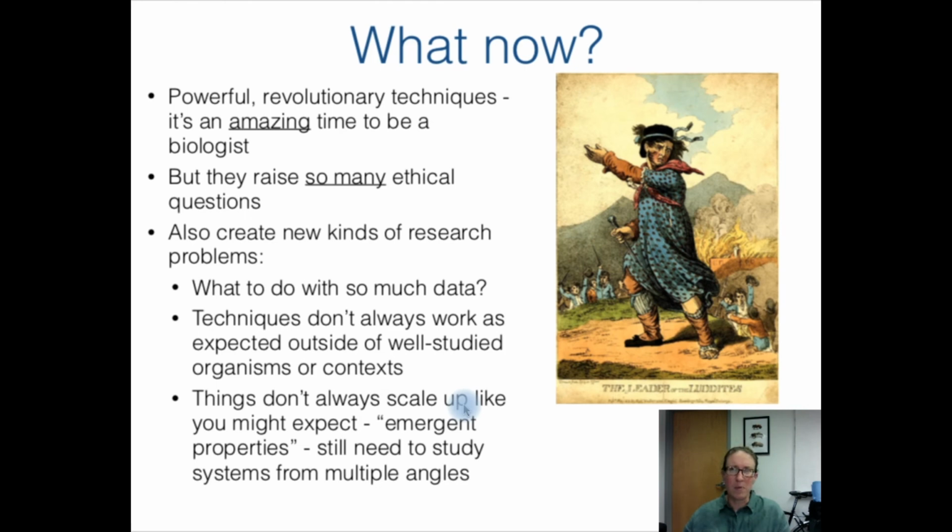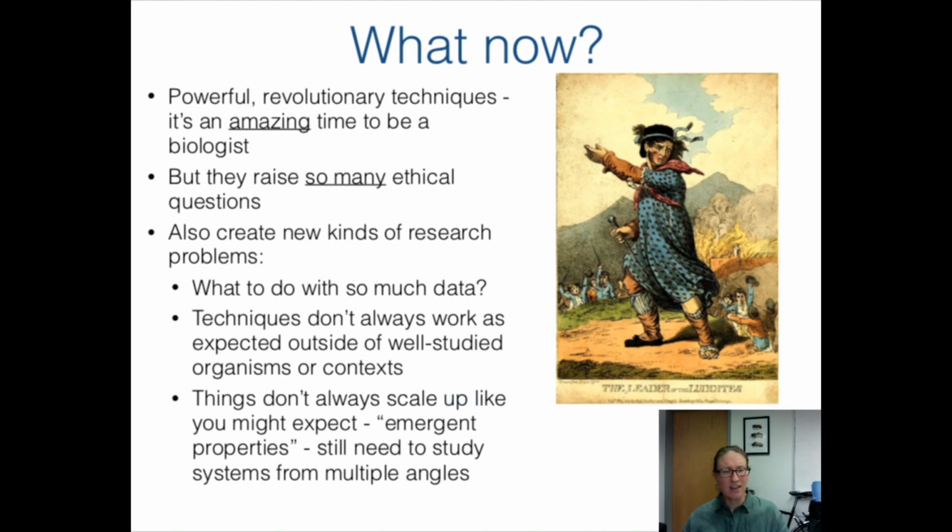Along with that, although the techniques I've showed you tend to work fairly well with a lot of the conventional study organisms that biologists use, they don't always work as well as expected outside of those contexts. So for example, what I showed you for RNA interference, I've heard many stories from colleagues of trying to use that to study some gene in some type of animal, and they just can't get the RNA interference to work as they would expect it to. So we're discovering the limits of these methods just as we're discovering a wide range of applications for them.